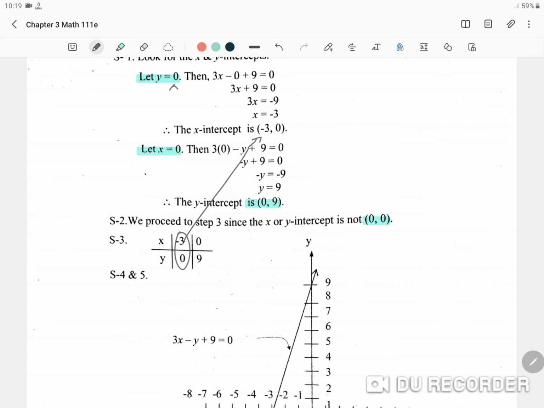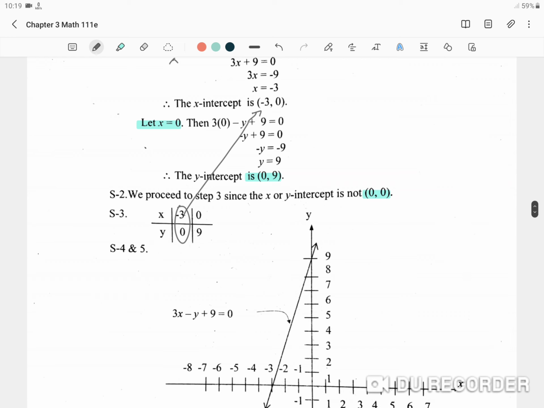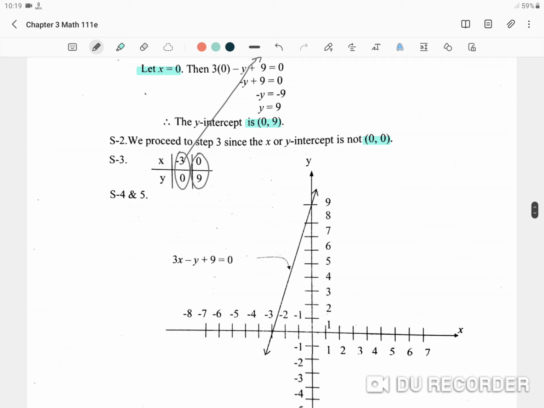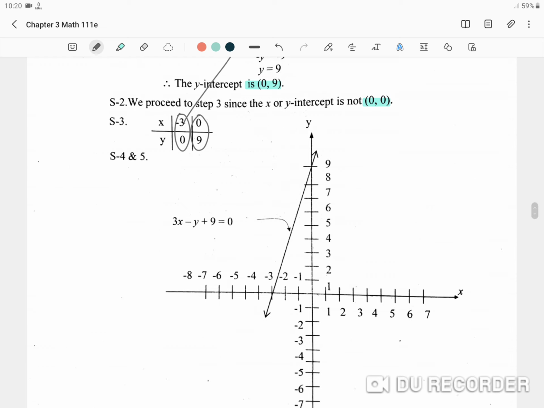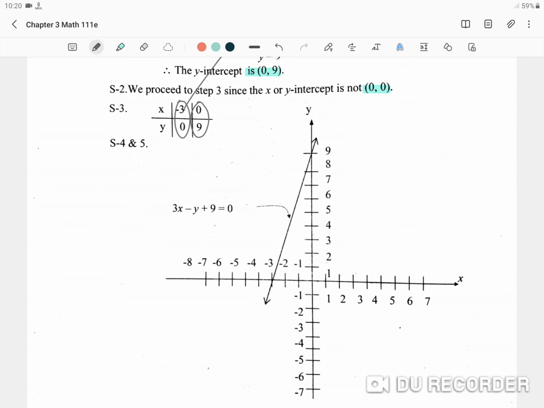Pag sinabi nating x-intercept, it is a line that is parallel sa, if sinabi natin x-intercept, that is a line parallel to y-axis. Okay? Samantalang itong y-intercept natin, that is a line parallel to x-axis. Okay? Now, since we're going to plot this one, we're going to connect the points. So, we don't need to draw the intercepts in this case muna. We simply need to connect both of the points na meron tayo.